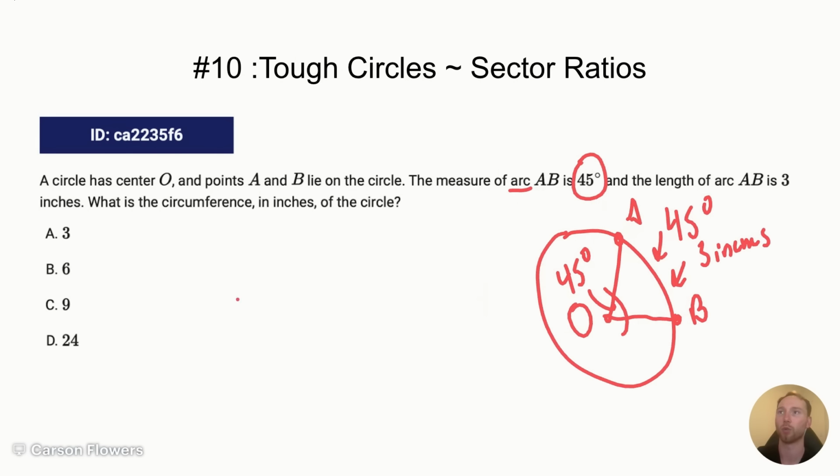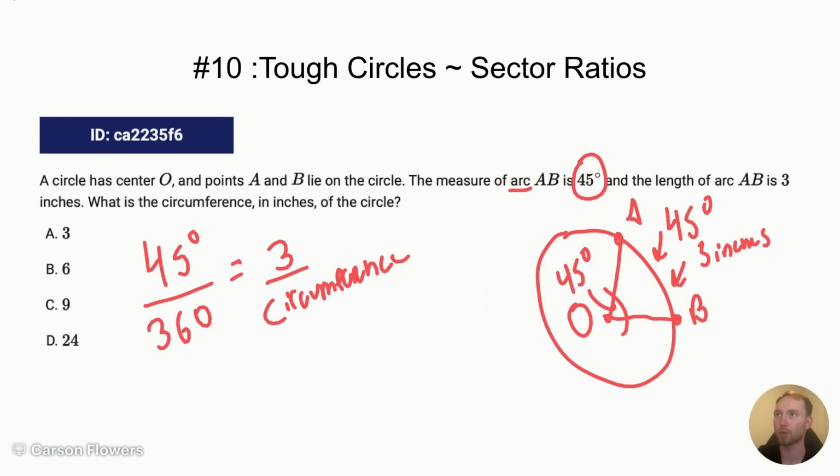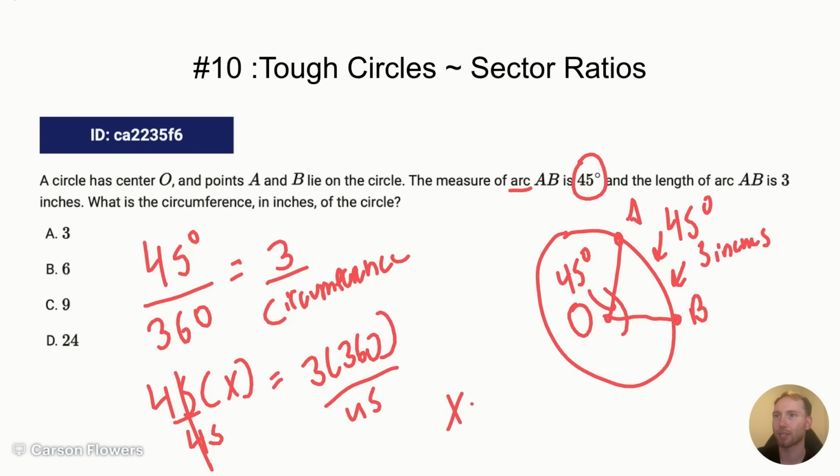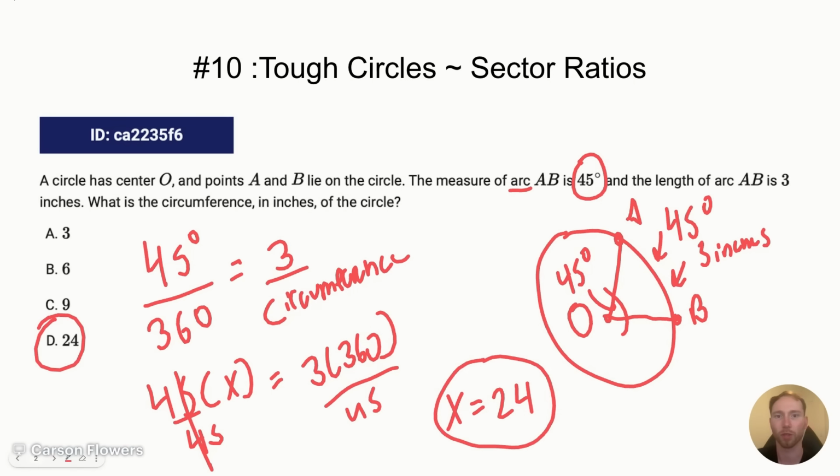We're going to use the ratio. We take 45 degrees divided by 360 and set it equal to the arc length, which is 3, over the circumference. By cross multiplying, we can pretty quickly find the circumference of the entire circle. If I cross multiply, I get 45 times x, which replaces our circumference, equals 3 times 360. If I divide both sides by 45, I get x equals 24. So D will be the correct answer for this question.